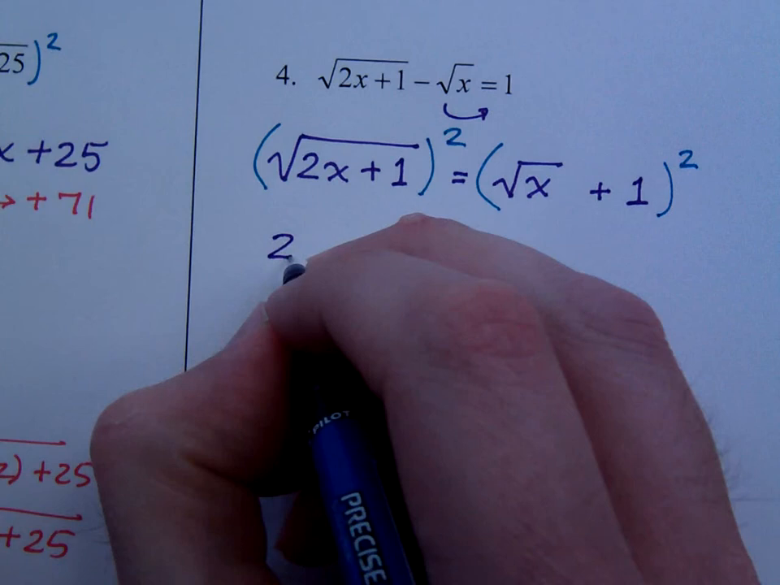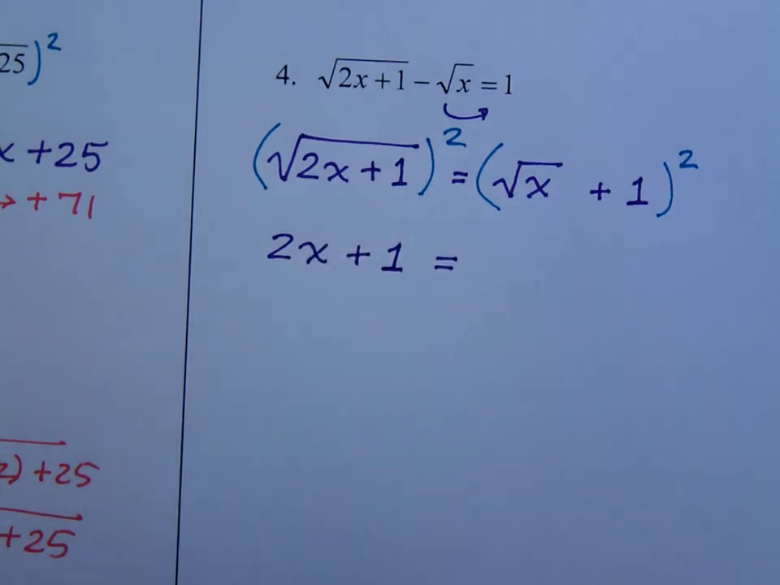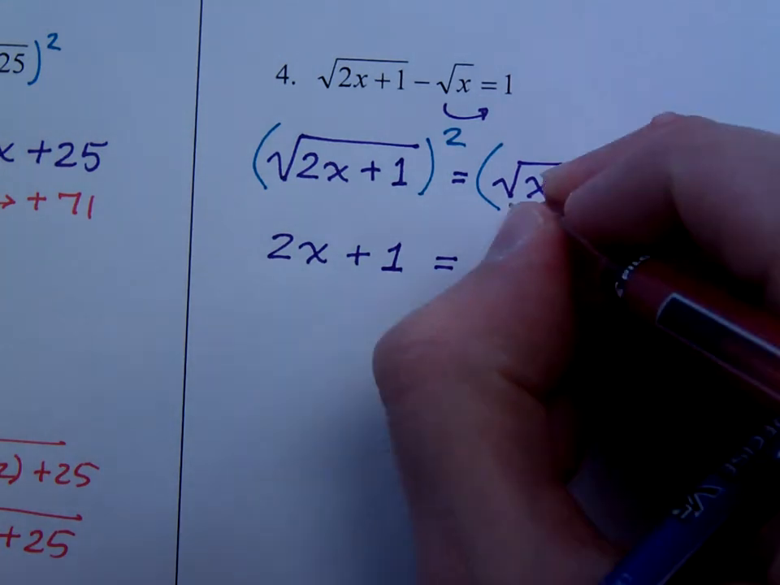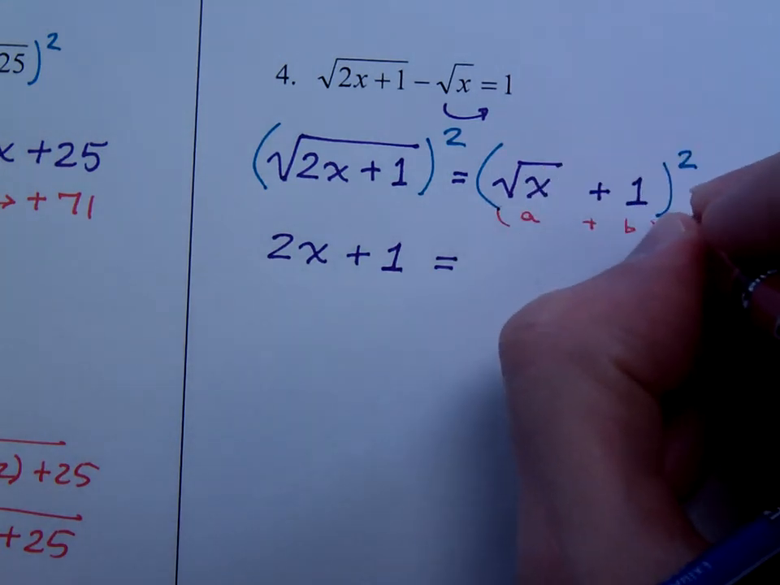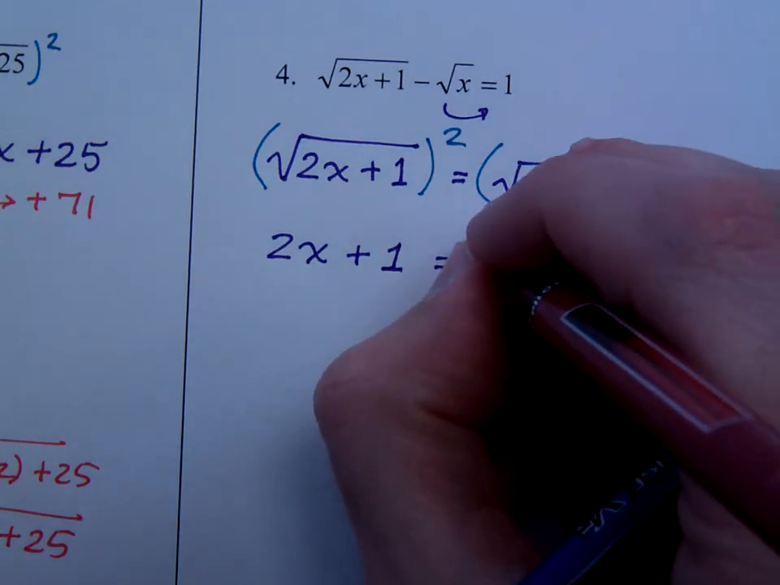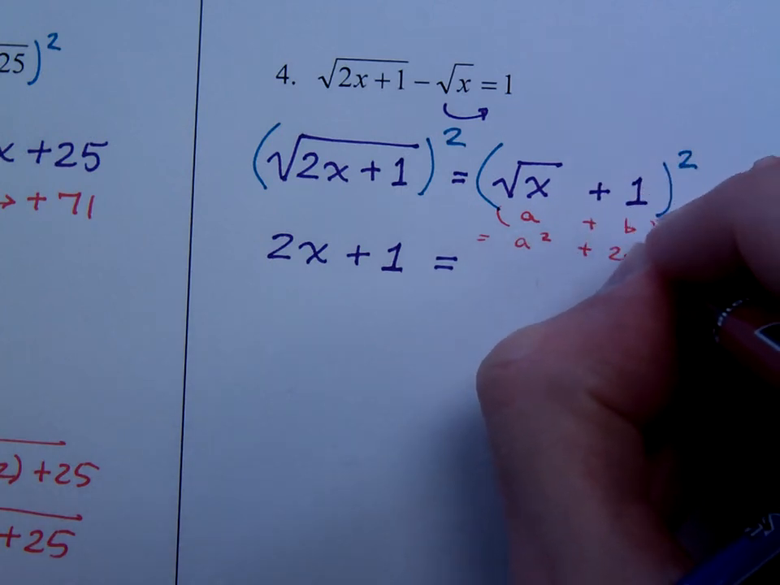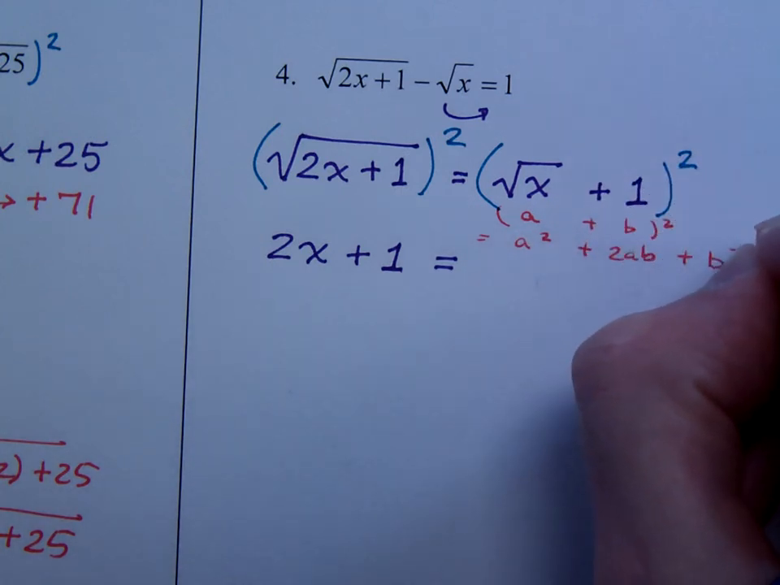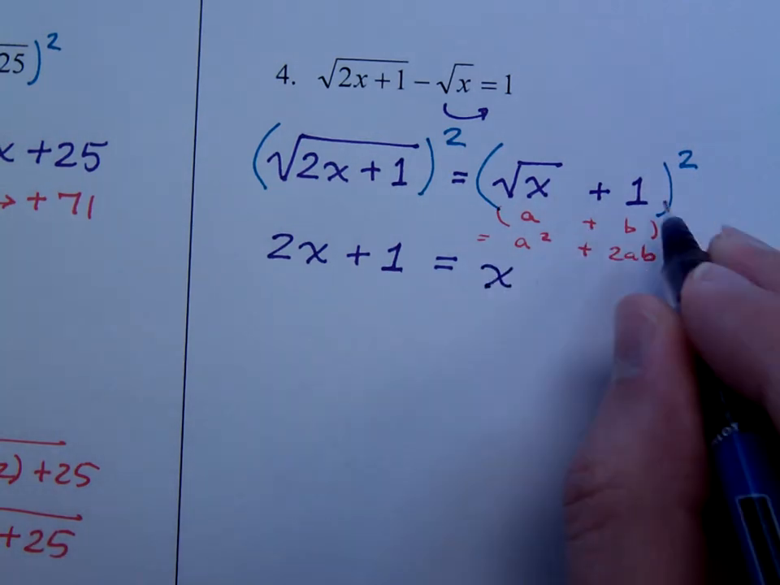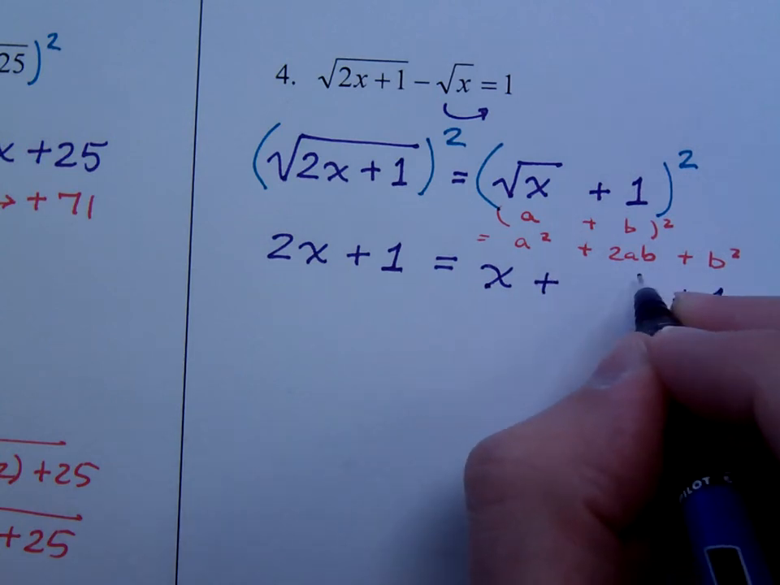And that gives me 2x plus 1 on the left side. On the right side, please understand that this is just like a plus b squared. And when you have a plus b squared, this is the special product that gives you a squared plus 2ab plus b squared. So if I square this guy, I get x. If I square the 1, I get 1. It's that 2ab part that messes with people.